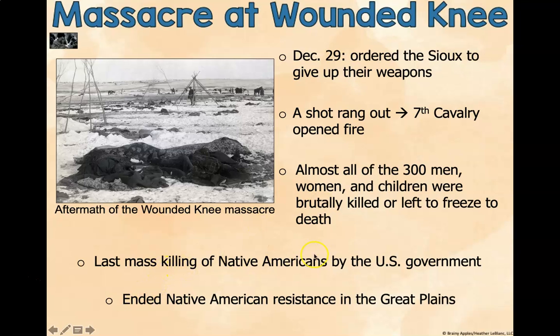Almost all of the 300 men, women, and children were brutally killed or left to freeze to death. The last mass killing of Native Americans by the U.S. government, but this ended the Native American resistance in the Great Plains. So they killed women and children too. This is a picture of the aftermath of the Wounded Knee Massacre.